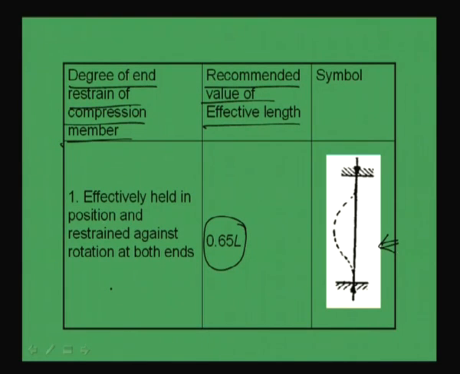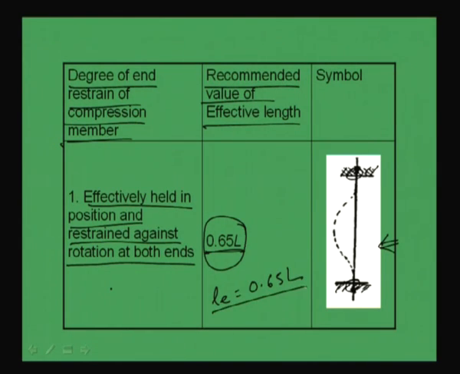In the first case, the ends are effectively held in position and restrained against rotation at both ends. What does it mean? Effectively held in position means vertical displacement has been restrained, and also the rotation, that means these are fixed. So in this case the effective length LE will be equal to 0.65L. This has been given in the code and can be used readily.